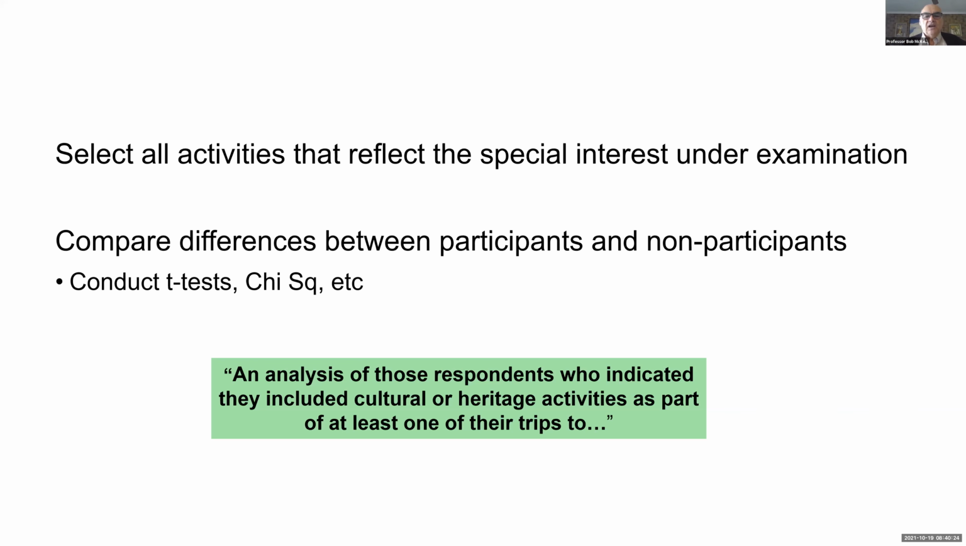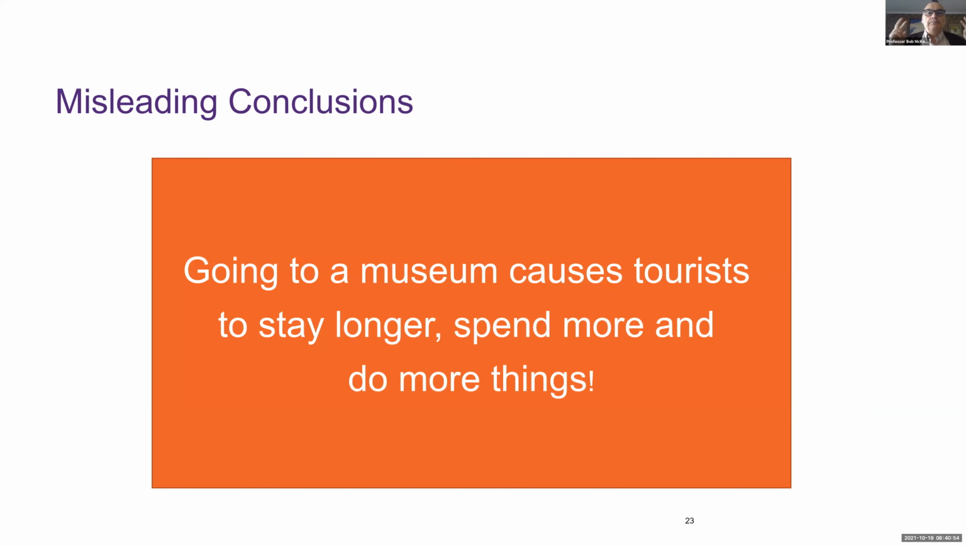And this is straight from a state in America. It says that this is how we define the activities pursued, the economic benefit of, in this case, cultural tourists, but it works as well for every other special market. An analysis of those respondents who indicated they included cultural heritage activities as part of at least one of their trips to the destination. And in doing so, you can prove that people who go to museums stay longer, spend more, and do more things. And there are lots of consultants who are making lots of money doing bad special interest data analysis by analyzing activities, and then trying to assert a causal link between what tourists do, how much they spend, or how long they stay.